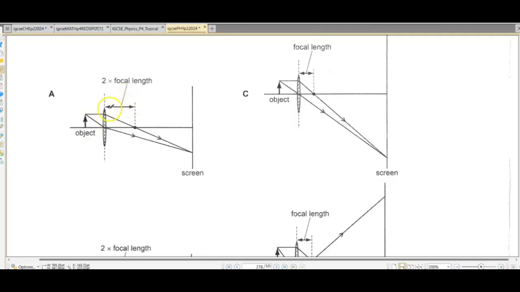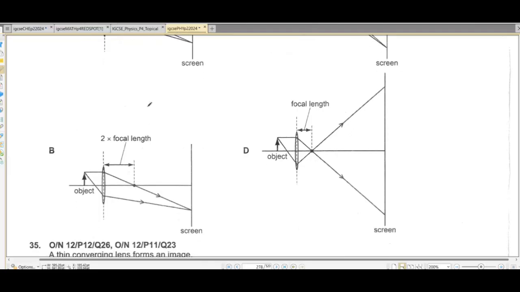This is 2 times focal length. So if we draw it over here roughly, we see that this object is placed at 2f roughly, but in the ray diagram, when the ray is parallel to the principal axis, it has to pass through the focal point of the lens. And it is passing through 2 times focal point of the lens. So this ray diagram is actually not correct.